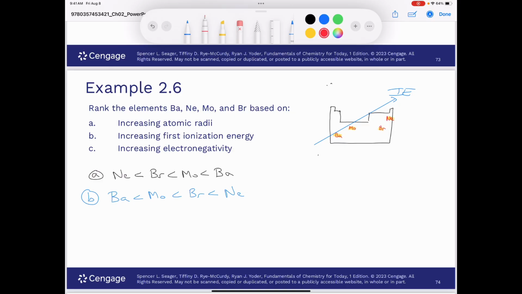And remember, the trend for electronegativity, sometimes I write EN for electronegativity, is the exact same as ionization energy. And so electronegativity is going to follow the exact same trend as ionization energy. So barium, molybdenum, bromine, and neon.